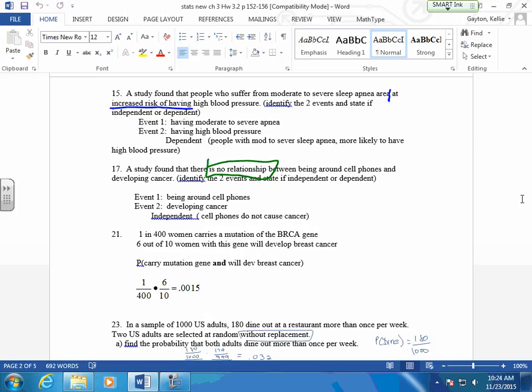1 in 400 women carry a mutation of the BRCA gene. 6 out of 10 women with this gene will develop breast cancer. So what is the probability that you carry the gene and you develop breast cancer? So the and is where we multiply. So we take these two pieces and we multiply them. Okay? So even with that, it's a small chance.